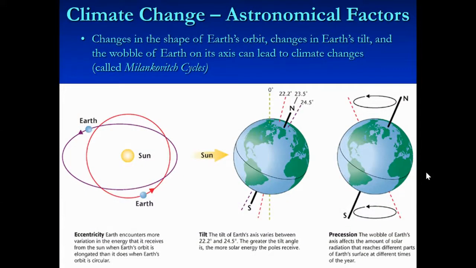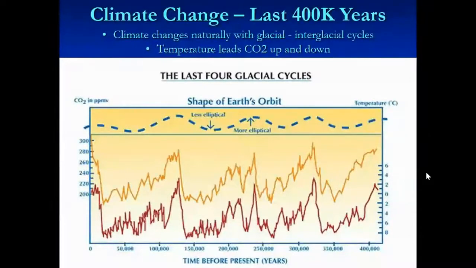What we see from this graph is that temperature and carbon dioxide have fluctuated over time. They've been high and they've been low. What is causing the temperature to rise and fall then? If it's leading carbon dioxide, what's going on? Well, first off, notice the top part of this graph here. It shows orbital shape, less elliptical and more elliptical.